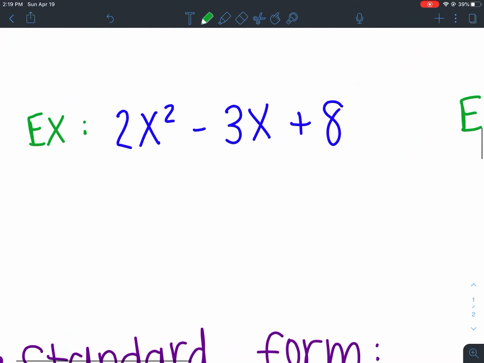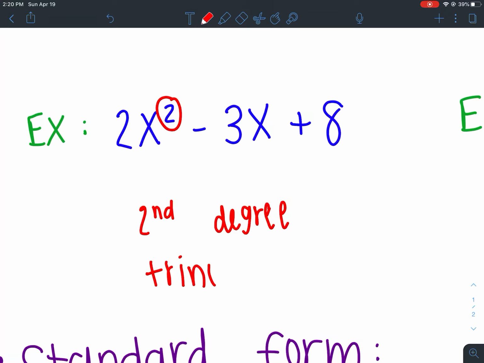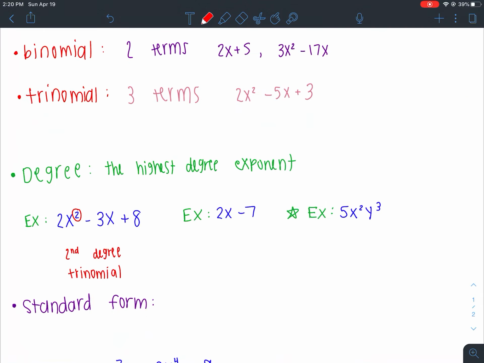So let's go ahead and classify this first example. We have 2x squared minus 3x plus 8. Well, the highest degree, the highest exponent here is the 2. So this is going to be a second degree, and we want to go ahead and classify it. And by classify, I mean describe the kind of polynomial it is. Yes, it's a polynomial, but remember, if it has 1, 2, or 3 terms, it has a special name. So this would be a second degree trinomial because it has 3 terms. The degree comes from the highest exponent. The trinomial comes from the fact that it has 3 terms.